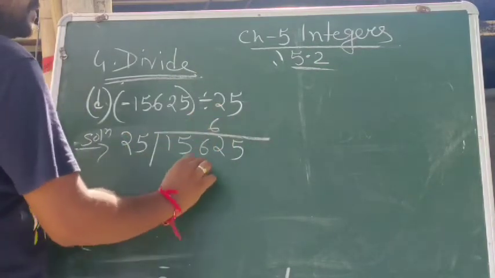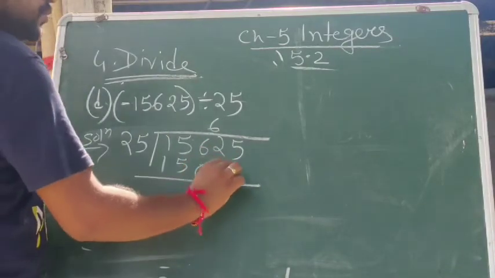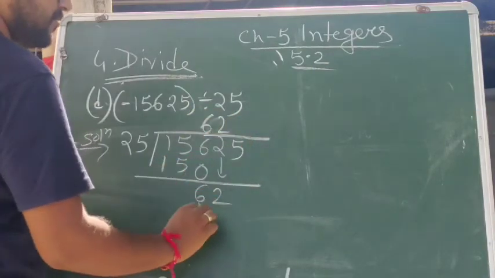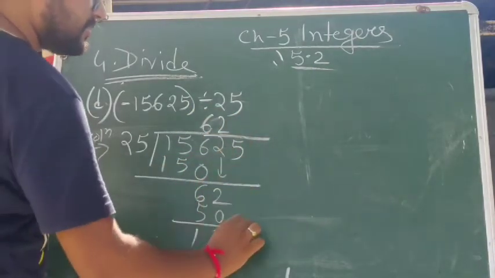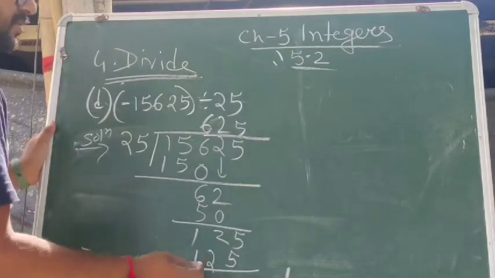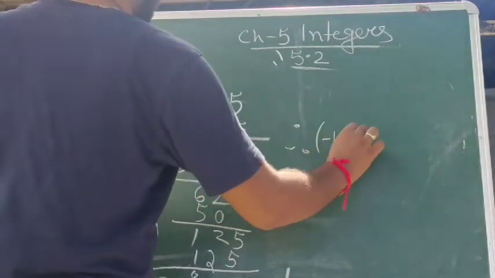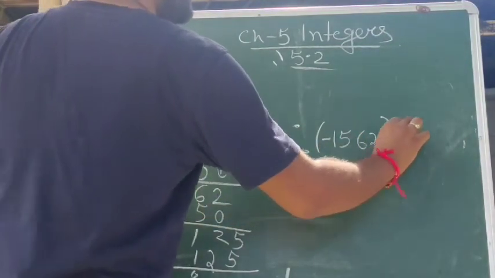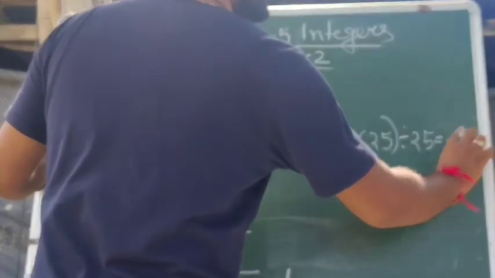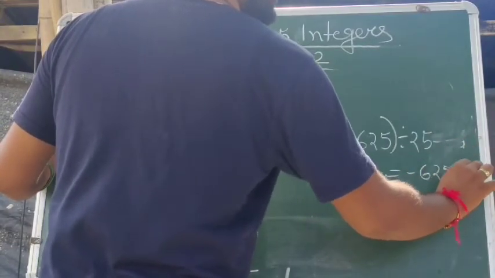25 6s are 150. Yes or no? Subtract, you will get 6. Bring down this 2, 62. Again 25 2s are 50. Subtract, 1 will come. Again bring down this 5. 25 5s are 125. Yes, the remainder is 0. That means you can write minus 15625 divided by 25, the answer will be minus 625. This will be your answer.